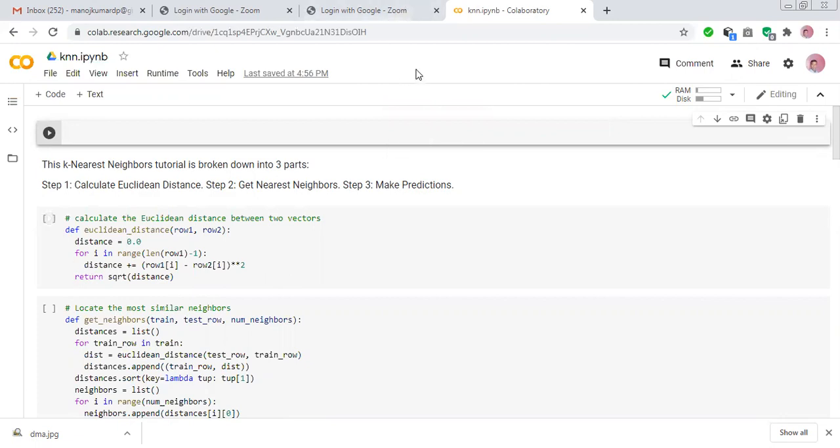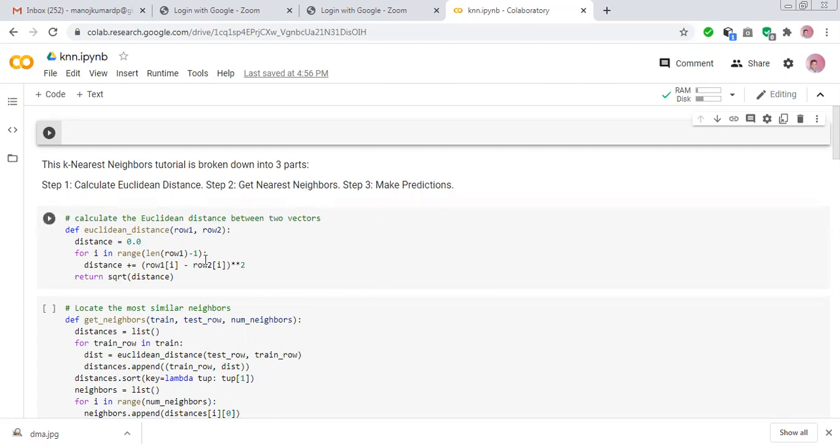K-nearest neighbor is broken down into three parts. First is calculate Euclidean distance, next get nearest neighbors, third make predictions. Here I have taken the data. The data we considered before was the tomato example, but here you see the steps and what data I'm going to consider. Explanation will be very difficult, so kindly understand.